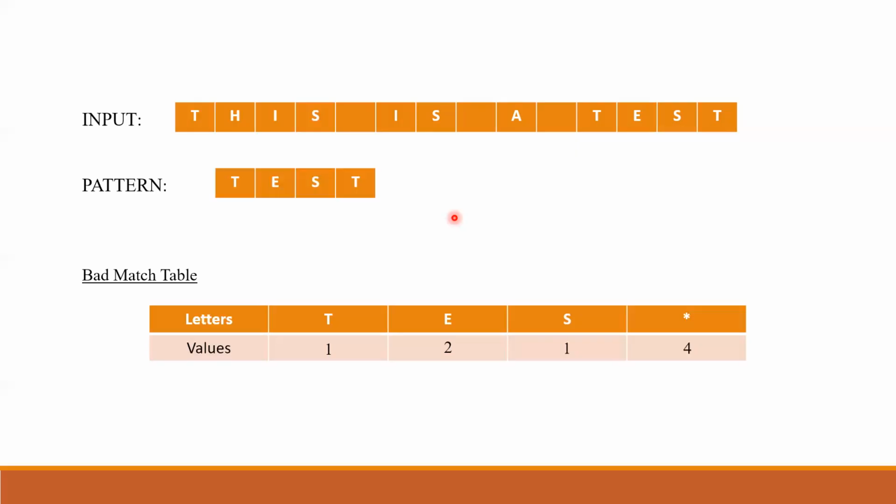We again compare the rightmost character. It's an empty string that is of course not present in the bad match table. And it's represented by star. That means the value corresponding to it is 4. So we shift this pattern by 4 indexes to the right.